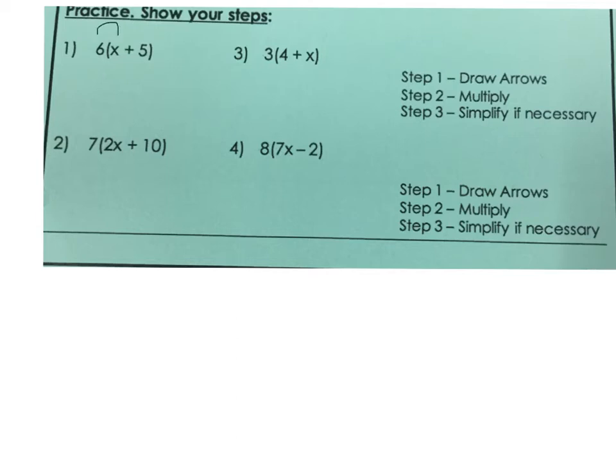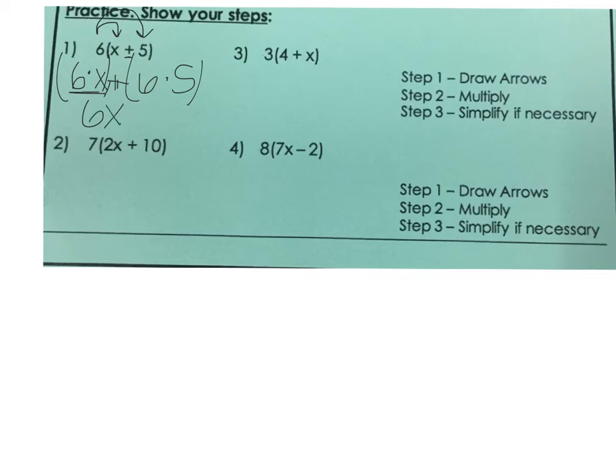6 is going to distribute with x, so that's going to be 6 times x, and then we're going to put our plus sign, and then 6 is going to distribute with 5. So 6 times 5. And we can put both of those in parentheses. Okay, now we're going to go ahead and multiply if we can. 6 times x, we cannot multiply those because we do not know what x is. So we're just going to keep that as 6x.